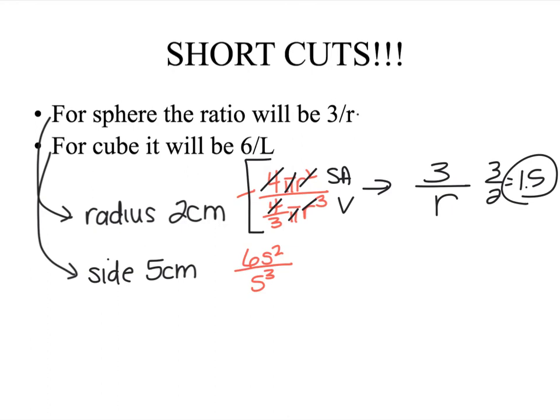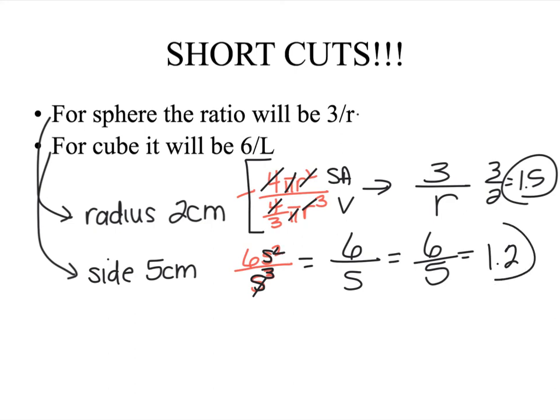And the same thing is true for a cube. The formula for surface area is 6 times length times width, or side squared, and the volume is one side to the third, length times width times height. If you cancel those things out, you end up with 6 over the length of one side giving you the ratio, again, in one step. So in the case of our cube, 6 over the length of one side would be 6 over 5, which basically ends up being 1.2. So technically, if you manipulate the formulas, you can get the surface area to volume ratio in one step.